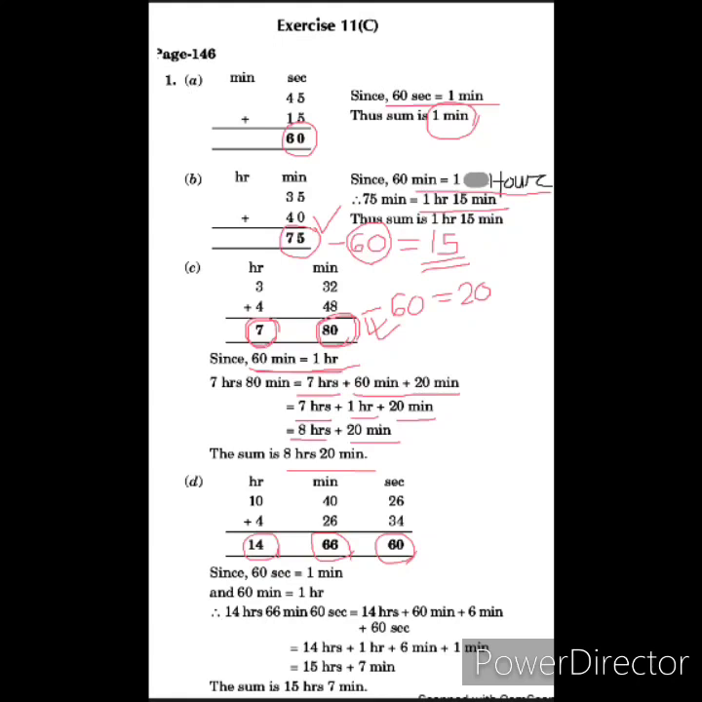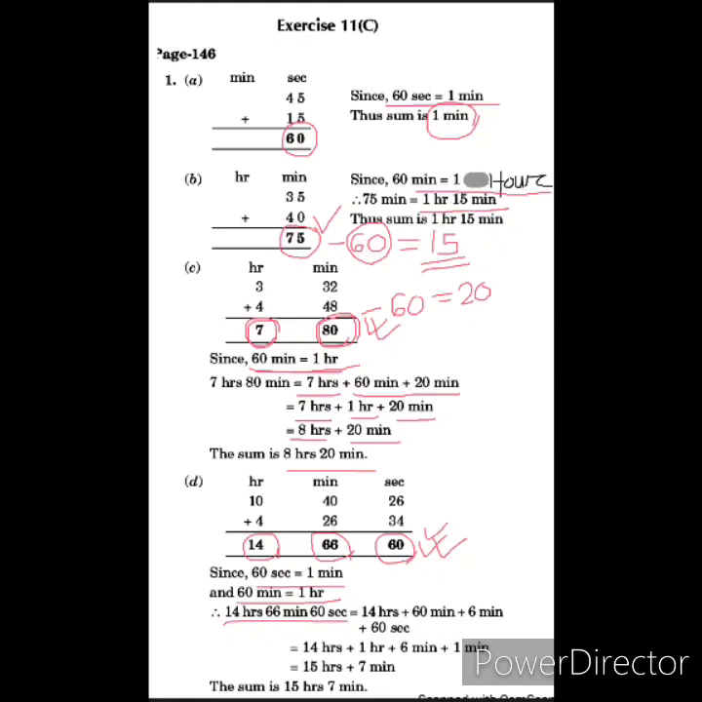As we are having a second group here, first 60 seconds is 1 minute. As we know that 60 seconds is 1 minute and 60 minutes is 1 hour, we have to see that we are having this 60 seconds, and 60 seconds is said as 1 minute. First we have to write down the sum: 14 hours 66 minutes 60 seconds. This sum we will be writing first.